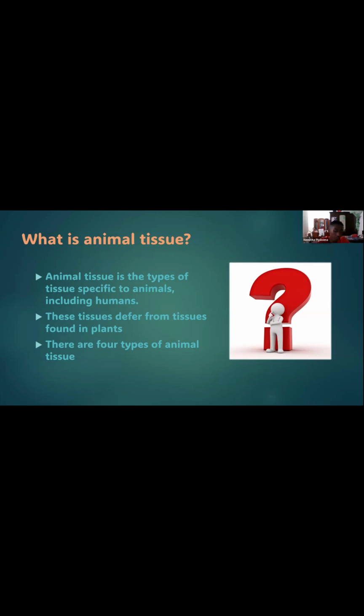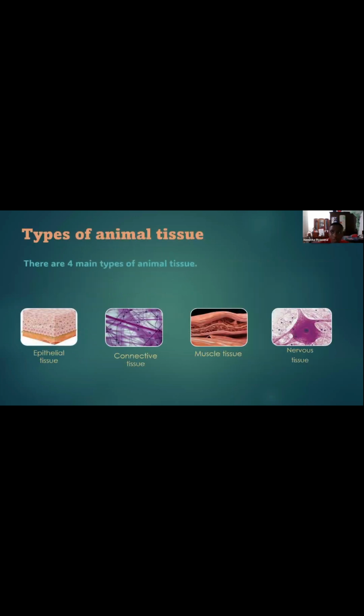There are four main types of animal tissues. So these four types of animal tissues that we can identify are one, the epithelial tissue, then we can find the connective tissue, number three is the muscle tissue, and finally the nervous tissue. These are the four main types of tissues that we can find in an animal body.